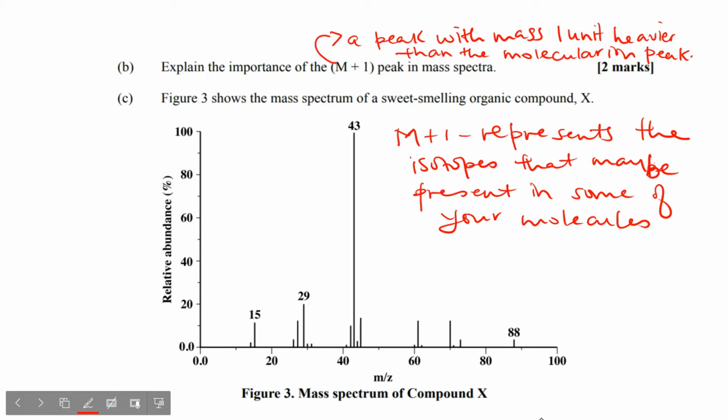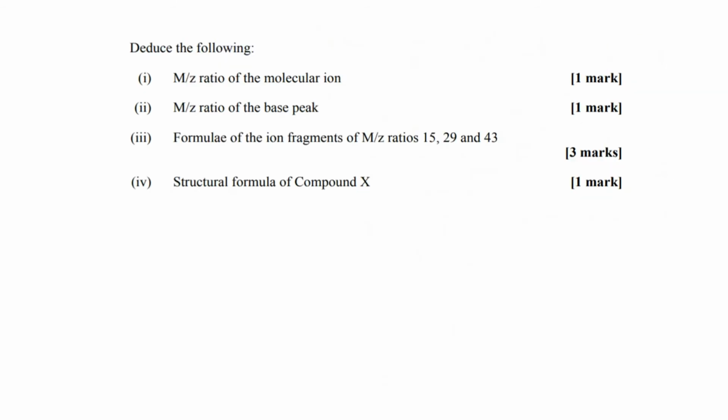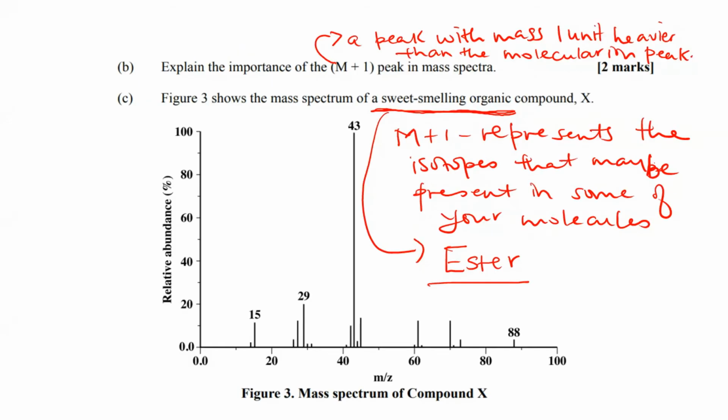Okay, so moving on to part C, it says figure 3 shows the mass spectrum of a sweet-smelling organic compound. Sweet-smelling organic compound. So that's a clue. That should tell you that this may be an ester, right? Should just bear that in mind. The question says, deduce the following. What's the mass charge ratio of the molecular ion peak?